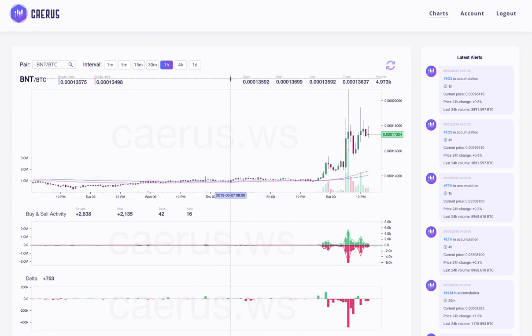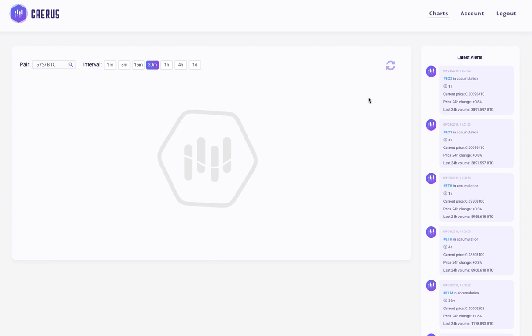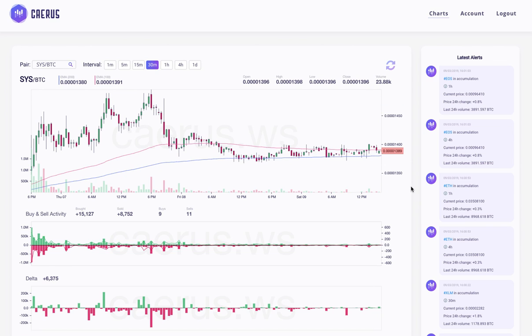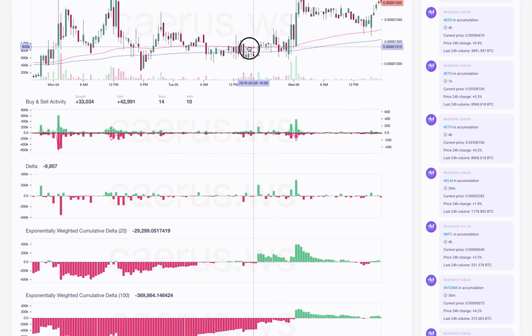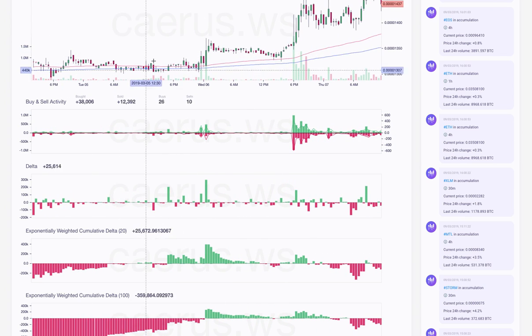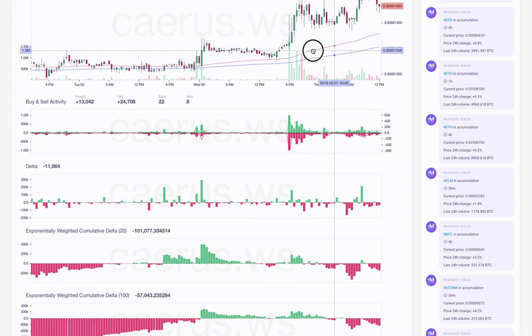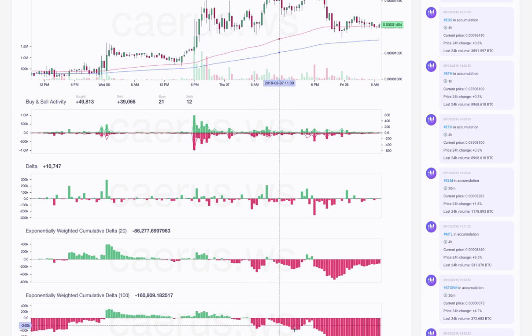So the next coin I'm going to show you is SIS BTC on a 30 minutes interval. What we could see here is a very similar thing. You can see that the price is very stable at a certain level. The delta is all red, and then it suddenly turns green. After it starts to turn green, there is some movement on the price, and then there is more accumulation, and the price goes higher and higher, and then there is a sell-off again.